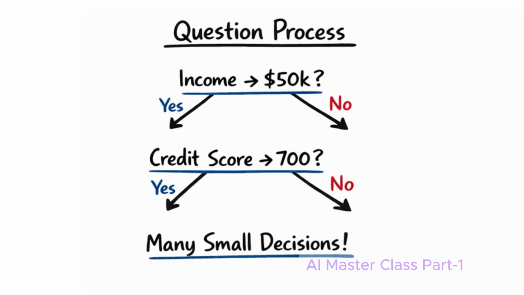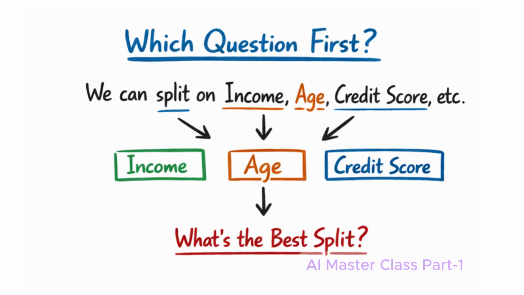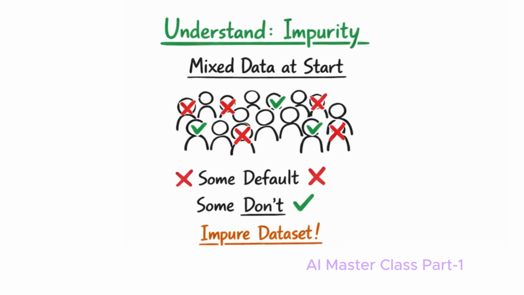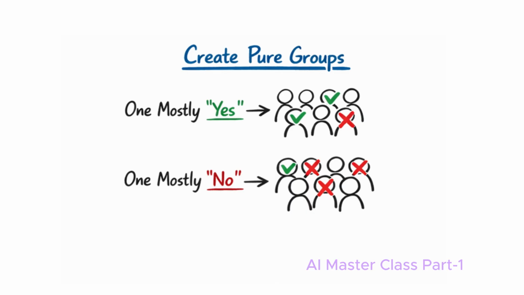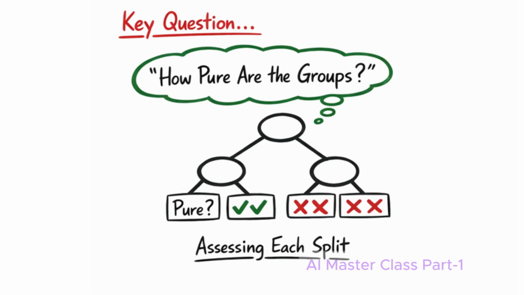Now the important question here is, how does the model decide which question to ask first? Because we can ask many questions, we can split based on income, age, credit score, and anything. So how does it decide the best split? To understand this, we need to understand one concept, which is impurity. At the beginning, your data is mixed, so it will contain some customers who will default, and some who will not. So this data set we can say is impure. Now when we split the data, our goal is very simple. We want to create groups that are as pure as possible. That means one group should mostly contain yes and the other one should mostly contain no. So every split in the decision tree is trying to answer this: after splitting, how pure are the resulting groups?